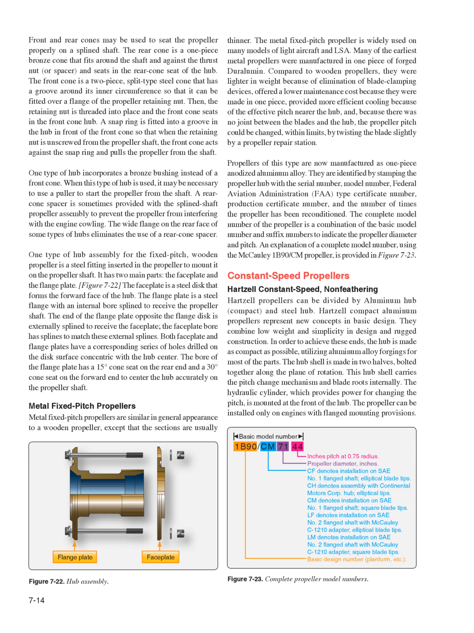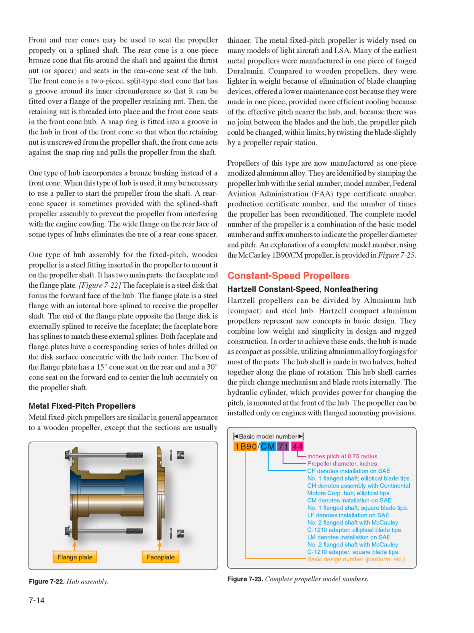Front and rear cones may be used to seat the propeller properly on a splined shaft. The rear cone is a one-piece bronze cone that fits around the shaft and against the thrust nut, or spacer, and seats in the rear cone seat of the hub. The front cone is a two-piece, split-type steel cone that has a groove around its inner circumference so that it can be fitted over a flange of the propeller retaining nut. Then, the retaining nut is threaded into place and the front cone seats in the front cone hub.